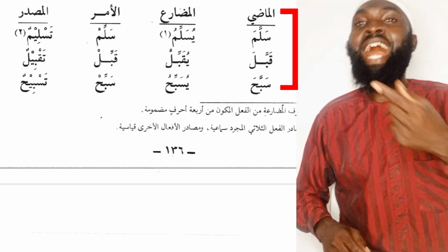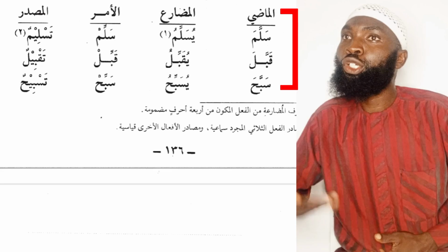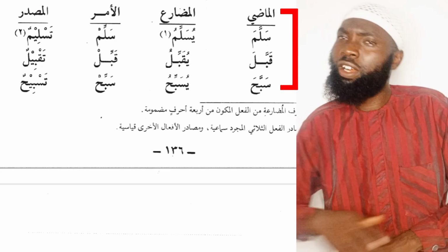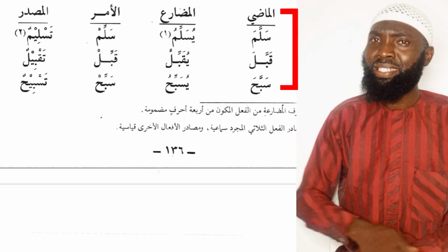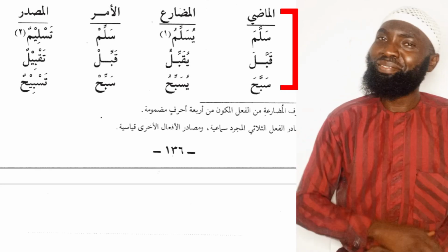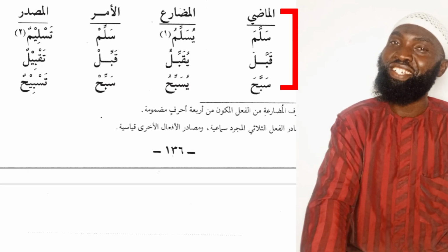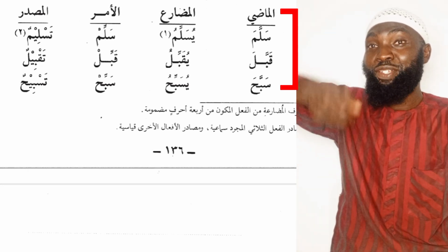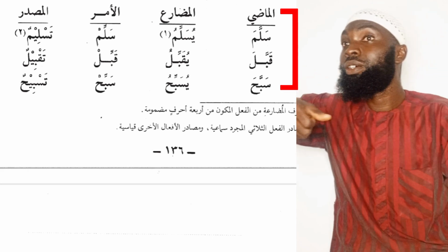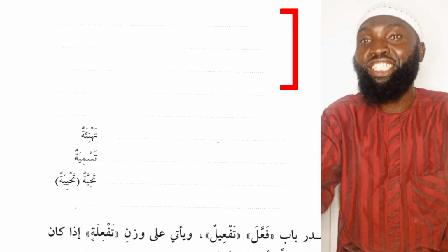The word sabbaha, he glorified. What is the present form? Yusabbihu, he's glorifying. What is the command form? Sabbih, sabbihillah, glorify Allah. What is the noun? Tasbih, glorification. So if somebody is saying, I have tasbih, that thing that they use, what do they call it? Rosary. It is not called tasbih. So tasbih is glorification. MashaAllah.